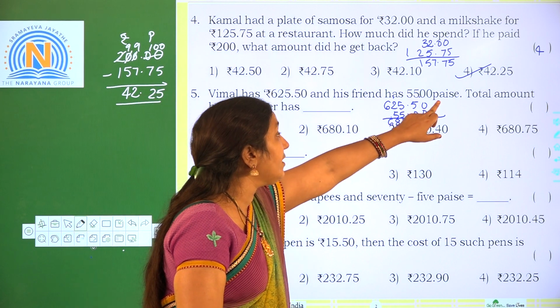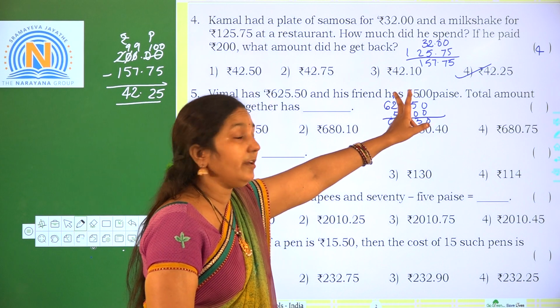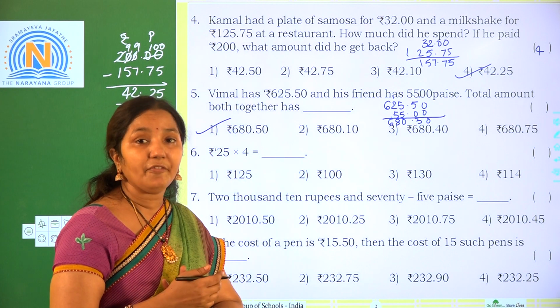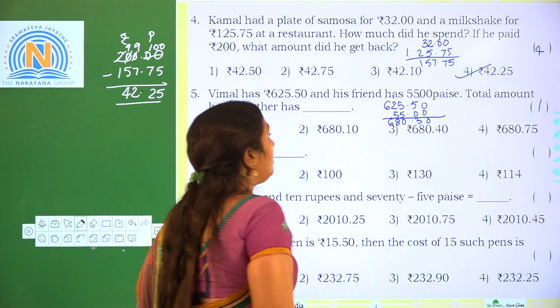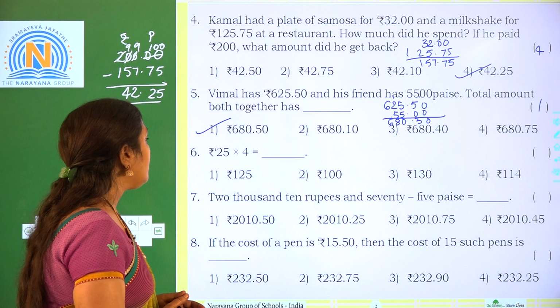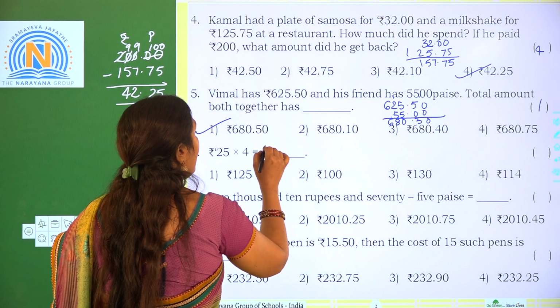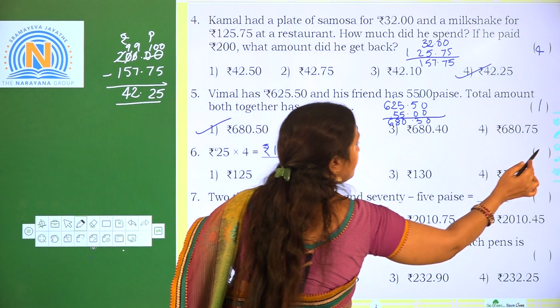Here what is the given one? Paise is given. 55 will become 5500 paise. It is nothing but 55 rupees. What is the answer, children? Option 1. Total amount both together have 680 rupees 50 paise. Next, 25 into 4. So 4 twenty-fives are 100 rupees. What is the answer? Option 2.